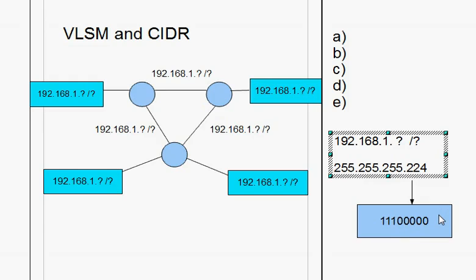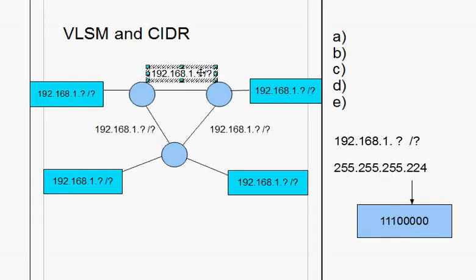What's the magic number? Counting in binary, from left to right, this is the 128's place, 64, 32, 16, 8, 4, 2, and 1. The third borrowed bit is in the 32's place. So the networks would be like this: the 0 network slash 27. Why? 8 bits, 16 bits, 24 bits. We borrowed 3 bits, 25, 26, 27.